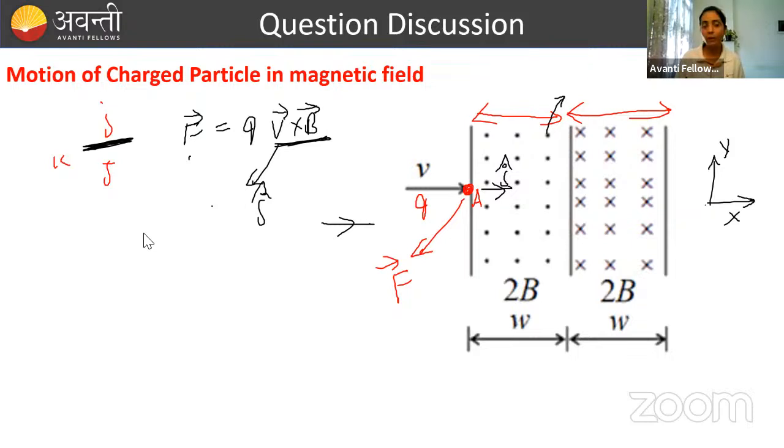So cross product of velocity and magnetic field. Velocity here is in I cap direction. Magnetic field here is in which direction? K direction, K cap. So I cross K cap किसके बराबर होगा? अब ये बताओ मुझे.